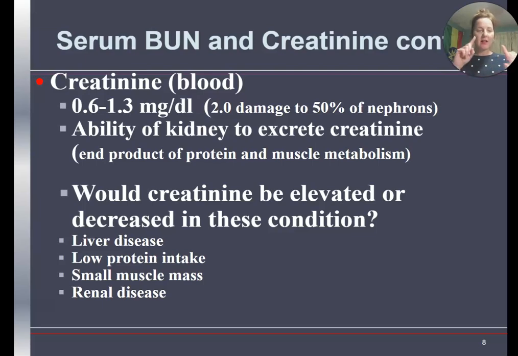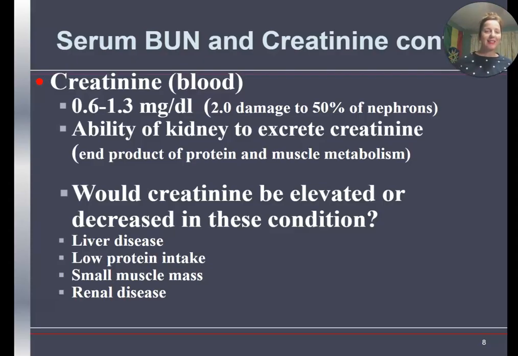So liver disease, low protein intake, small muscle mass, like someone who's like a failure to thrive, or just a very small person, or renal disease. So liver disease, you're going to see it go down because it's actually not converting it and getting it out. So we're not going to see it in the blood. It's still sitting in the body. So it's going to go down.